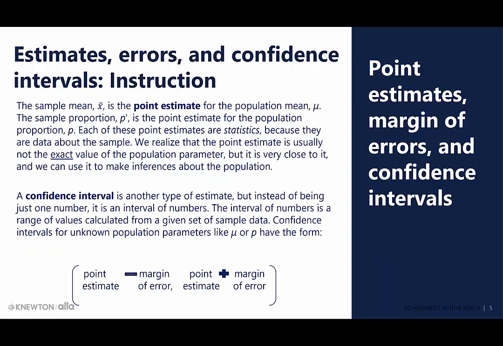And so for us, there's going to be two parameters. If you remember, parameters talk about populations, whereas statistics talk about samples. For us, there's going to be two parameters, two population values which we're going to try to estimate. One is going to be the population mean, which is mu. And then we also have the population proportion, which is p. So proportion means a percentage of something.